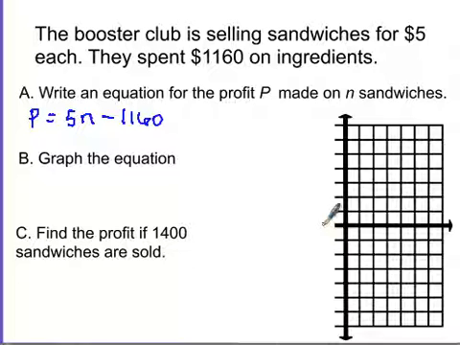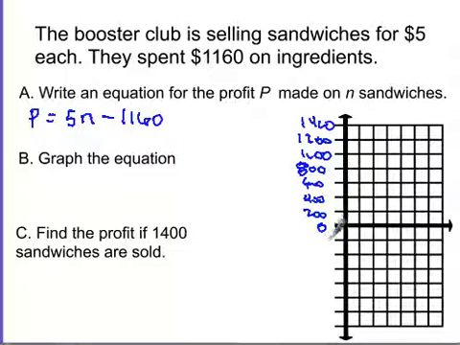We're going to count this by 200. So 200, 400, 600, 800, 1,000, 1,200, 1,400.